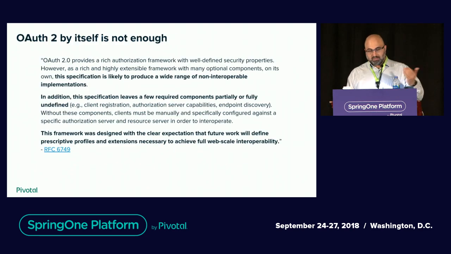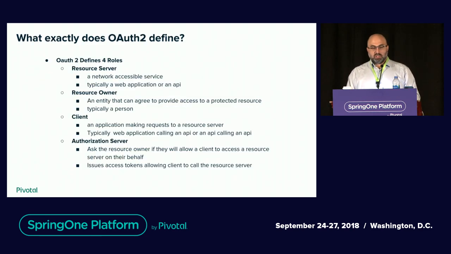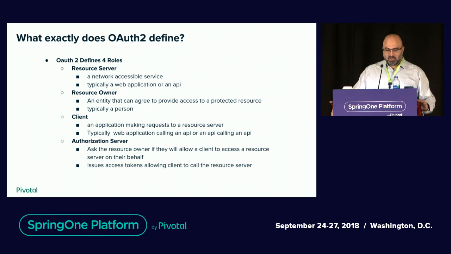So if it doesn't define that, what does it actually define? What it actually defines are 4 things. They're called a resource server, a resource owner, a client, and an authorization server. How do you remember all this stuff? It's easy. Resource server, it's your web app or your API that you've built. We just call it a resource server.